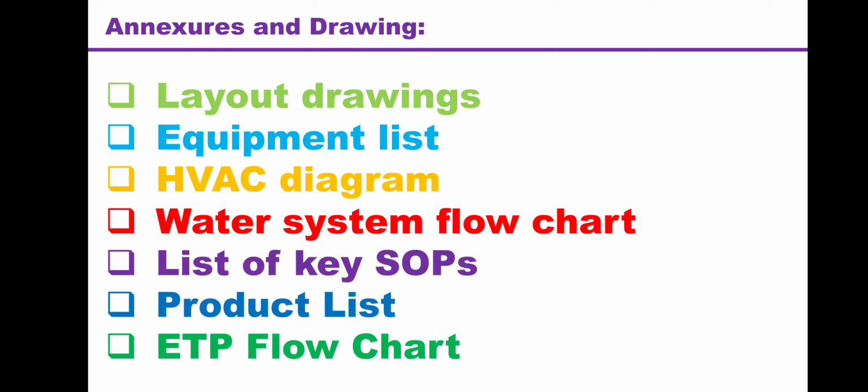The site master file also contains the important annexes and drawings. As I said, layout drawings like HVAC, water system, man and material flow, and the equipment list, meaning which process equipment we are using in production, and which instruments we are using in the quality control system. And then the HVAC diagram. The HVAC diagram will show what the flow is, how the air is filtered, and what the purity of the air is. Everything will be mentioned in the HVAC diagram.